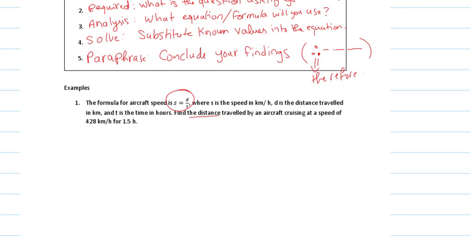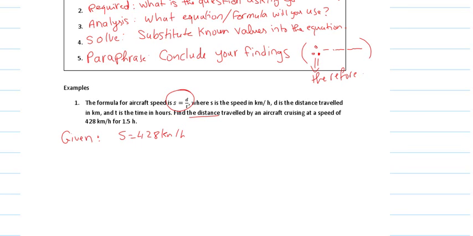So we're going to start by writing down the given information. What do we know? What did they give us? What does it represent? S, right? I know that the speed, which is S, is 428 kilometers per hour. So I'm writing that down because these are the given information to me.